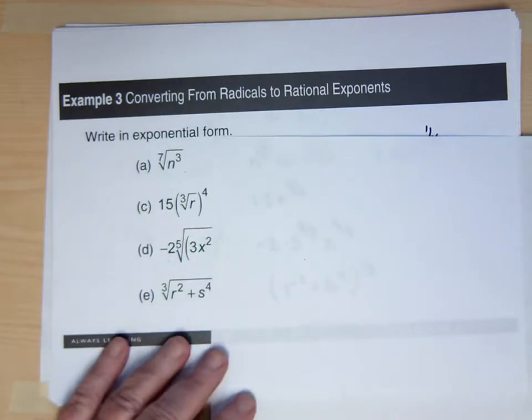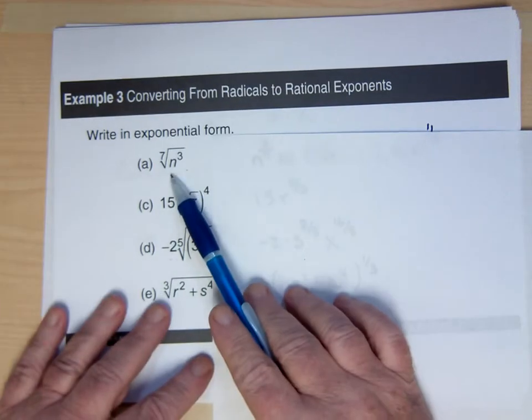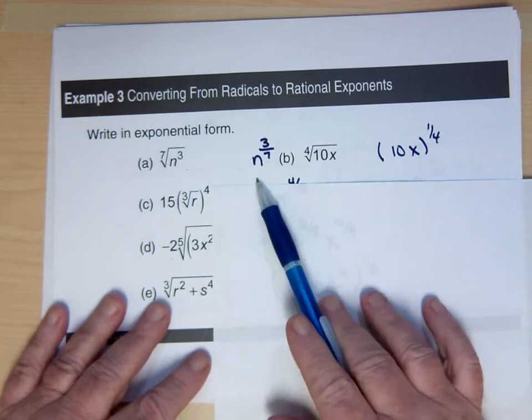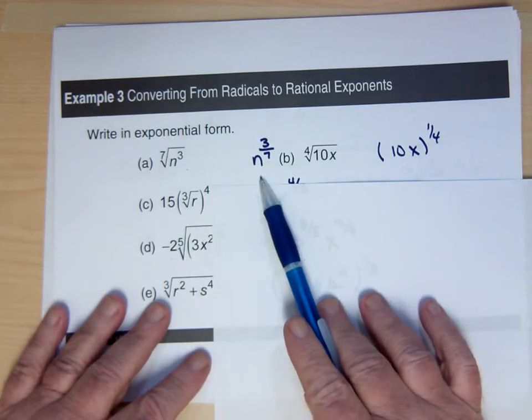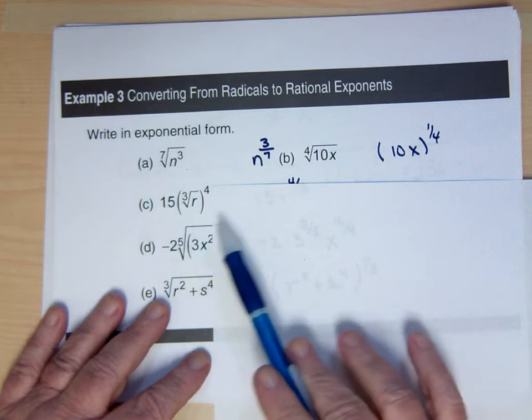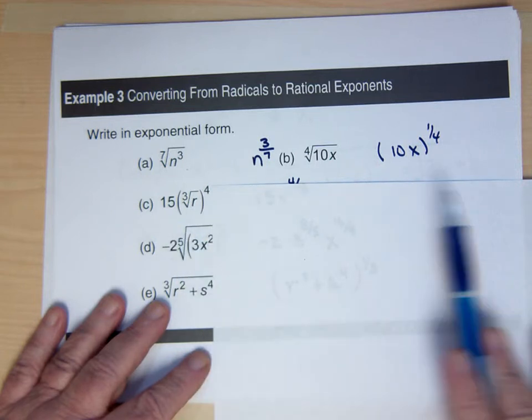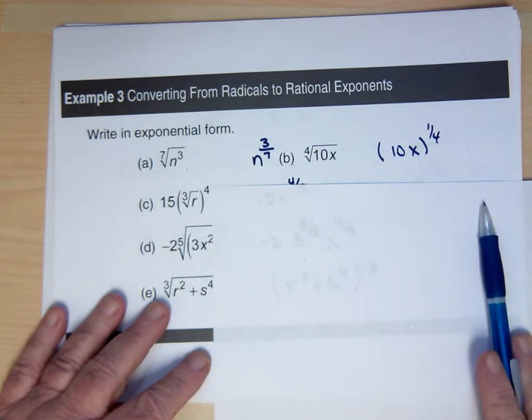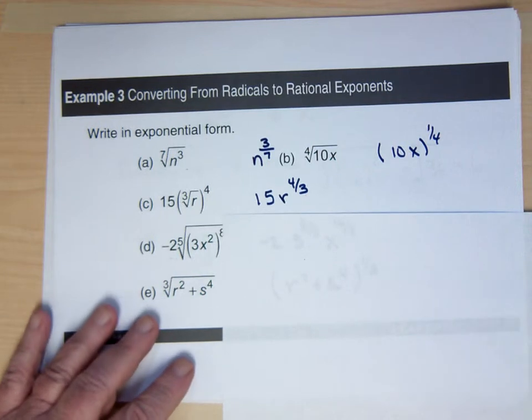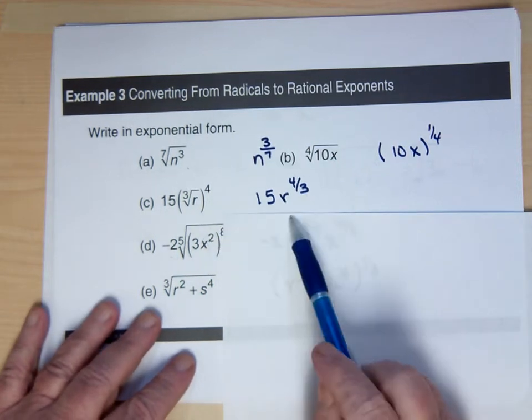Here we're to write in exponential form. This is going to be n to the 3 over 7. Here, the 15 is not affected by the exponent of 4, so this is going to be 15 and it's going to be r to the 4 over 3.